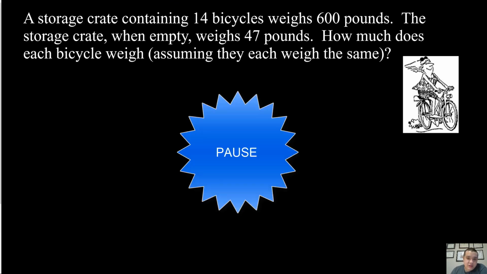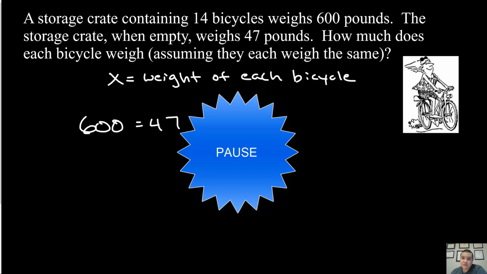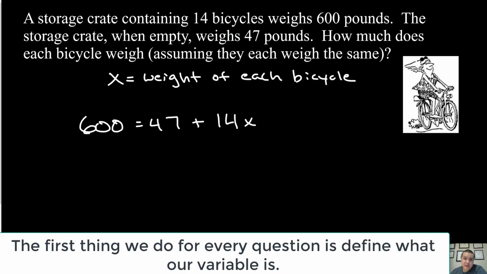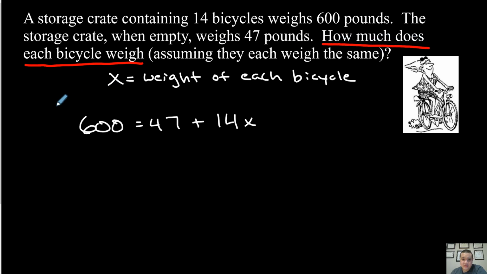Try this problem out on your own. How you should set it up was that x equals the weight of each bicycle, because that's what we're looking for. The total weight of the entire thing is 600 pounds. The weight of the crate is just 47 pounds, and the weight of all the bicycles we don't know, but we know that there are 14 of them, and they each weigh x pounds. So 14 times x represents the weight of all the bicycles.